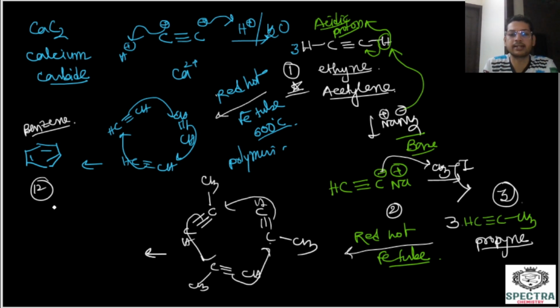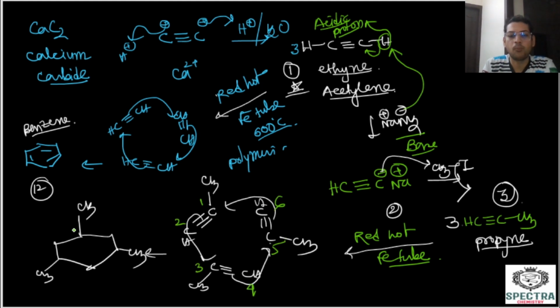Okay, sir, I understand that I will get a benzene ring with a methyl group here, a methyl group here, and a methyl group here. Sir, how do you know that I will get a methyl group here? 1, 2, 3, 4, 5, 6. You see, carbon number 1 is having a methyl, carbon number 3 is having a methyl, carbon number 5 is having a methyl. So this is your structure.